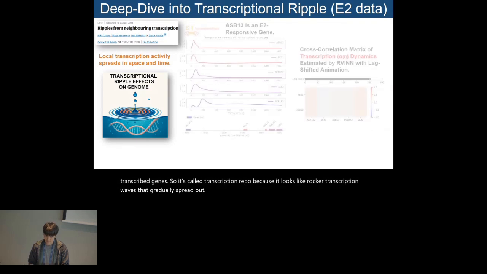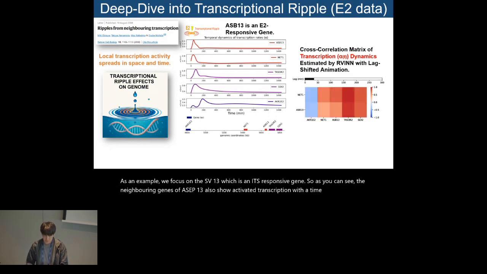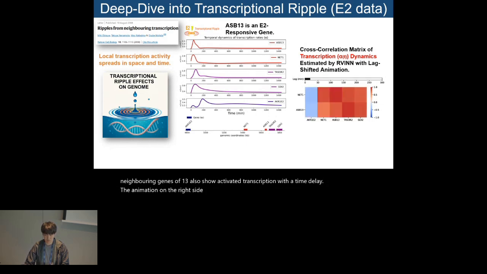So here is an example. As an example, we focused on ASB13, which is an E2-responsive gene. As you can see, the neighboring genes of ASB13 also show activated transcription with a time delay. The animation on the right side shows a cross-correlation matrix of the transcription dynamics among these neighboring genes by shifting a time lag.